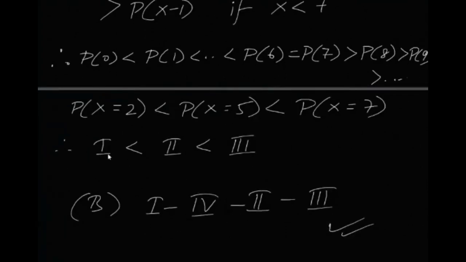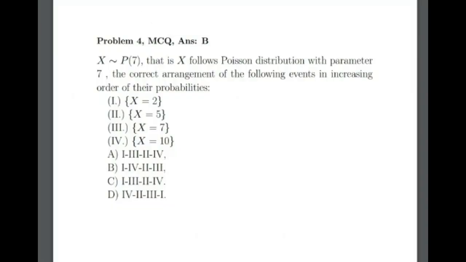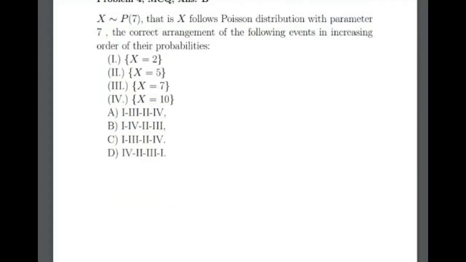So maybe you think we have to calculate at this point, but we don't have to. Why? Because this order 1, 2, and 3 is fixed. See, option A is 1, 3, 2, and 4. So option A cannot be true, because it says that 1 is less than 3 is less than 2, but we have already established that 1 is less than 2 is less than 3. They are increasing. The same goes for options C and D, which also have 3 before 2. Only option B contains 1, 4, 2, and 3, so the order among 1, 2, and 3 is preserved.